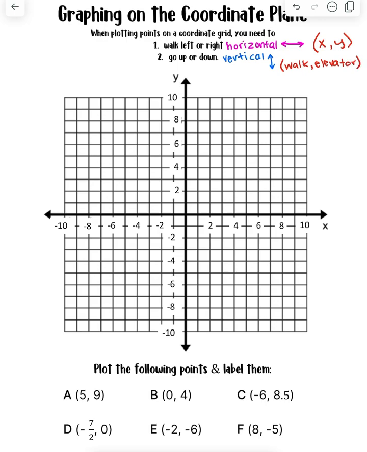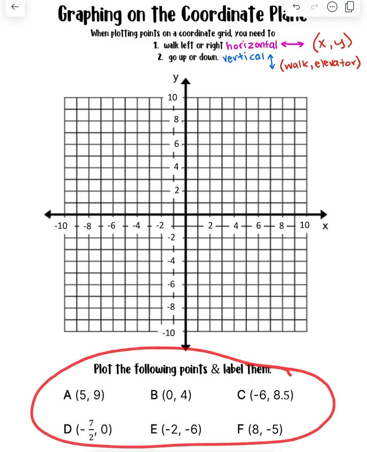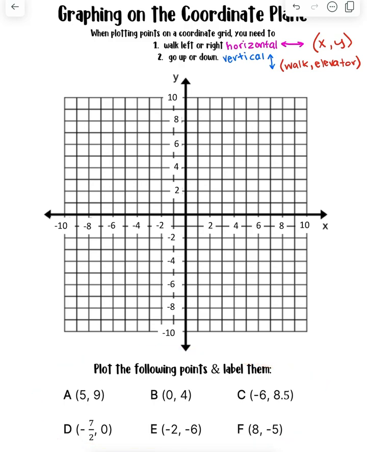Okay? So let's go down here at the bottom and we're actually going to plot some points and label them. So first thing I like to do is I like to label my X and my Y. So the first number is my X and my second number is my Y. So my walk number is 5, my elevator number is 9. So we're going to go look at the coordinate plane. So we're going to start there at the origin every single time, and notice that when I am looking at my number line, it starts at 0 and then doesn't have a number here, but then it goes to 2.